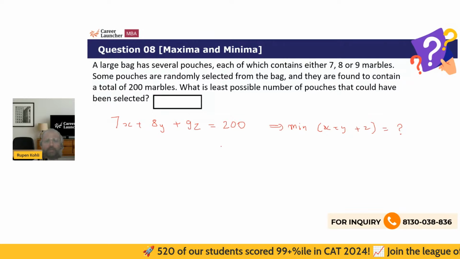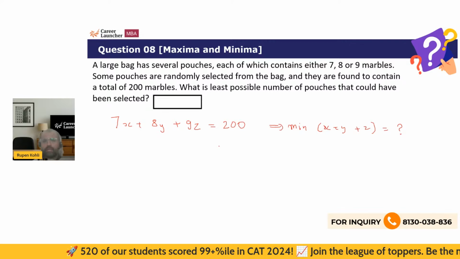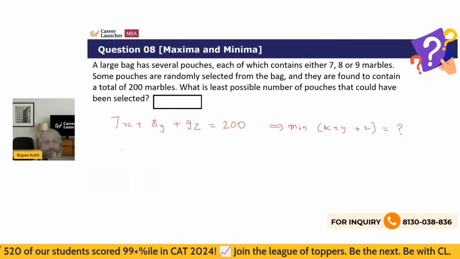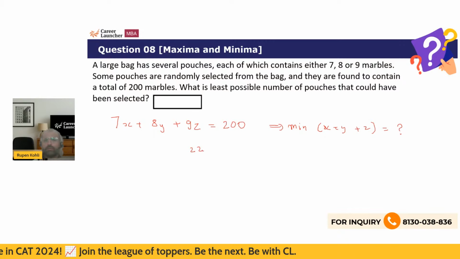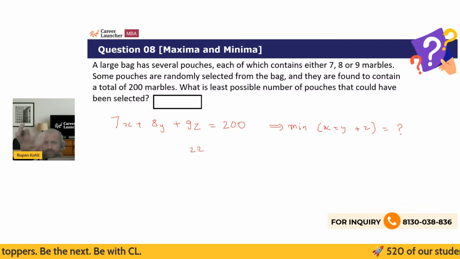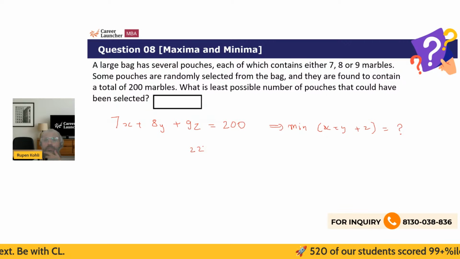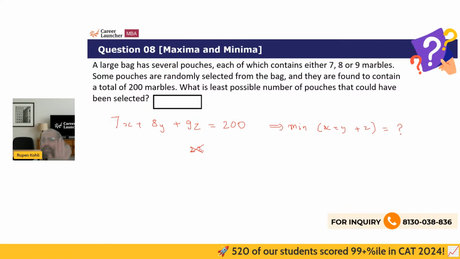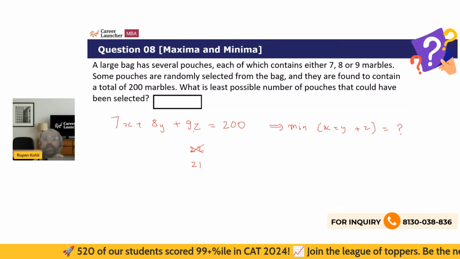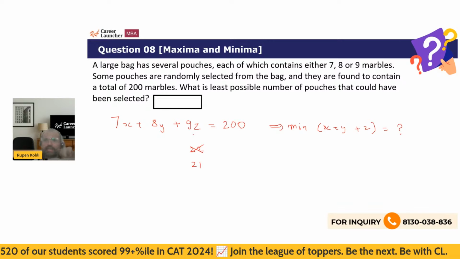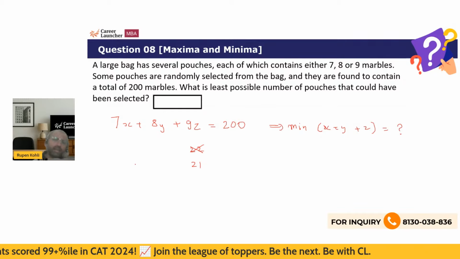Now, I guess 22 into 9 is 198, right? But z equal to 22 also can't work. You can't put z equal to 22 because then 198, so you can't have two marbles in terms of 7s and 8s. So 22 won't be possible. 22 into 9 is 198. What about 21? 21 into 9, right? 189. Again, 11 marbles will remain.